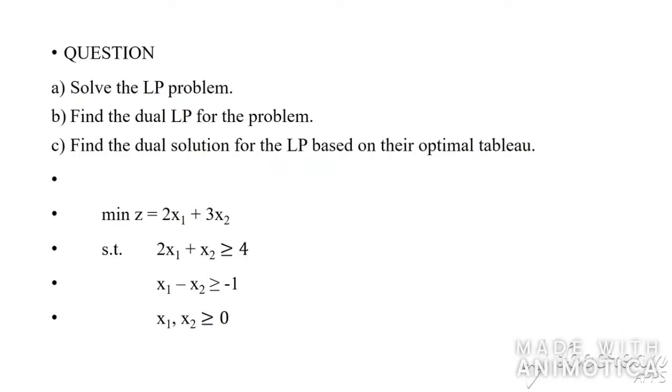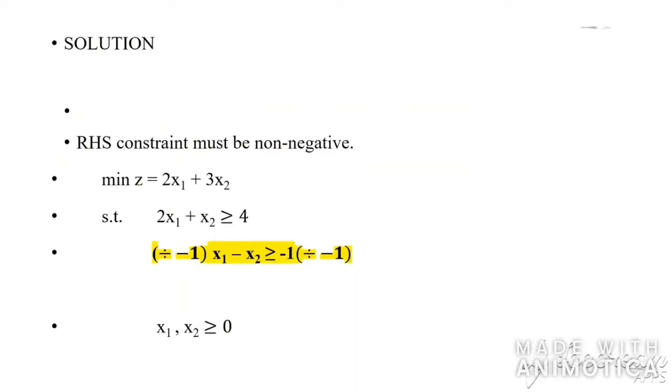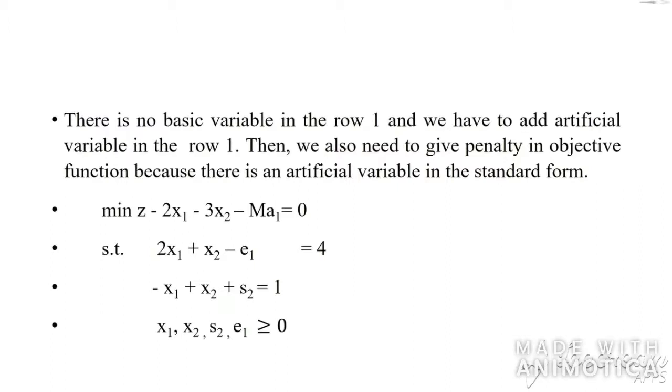In this question, we are going to solve the LP problem and dual LP problem. The question is given below. Make sure the right-hand side of the constraint is non-negative, so we must divide the constraint by -1. There is no basic variable in row 1, so we have to add an artificial variable in row 1. Then we also need to give a penalty in the objective function because there is an artificial variable in the standard form.